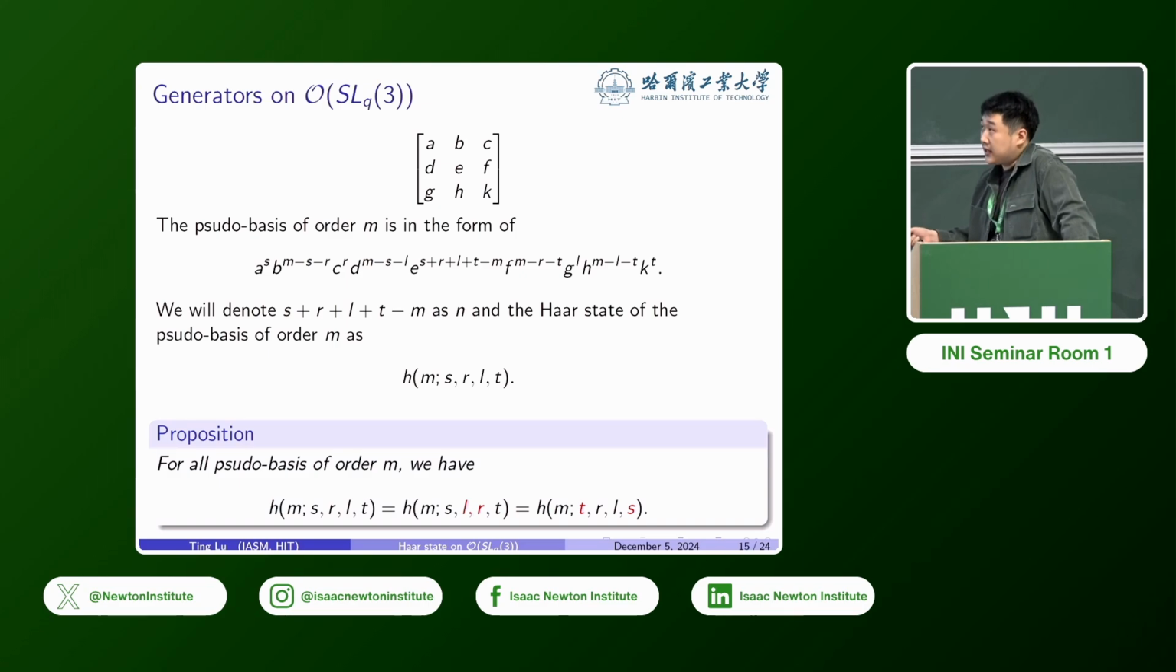By using the two value-preserving homomorphisms I just introduced, we can show that if you switch the indices R and L, or you switch the indices S and T, the Haar state value stays the same.